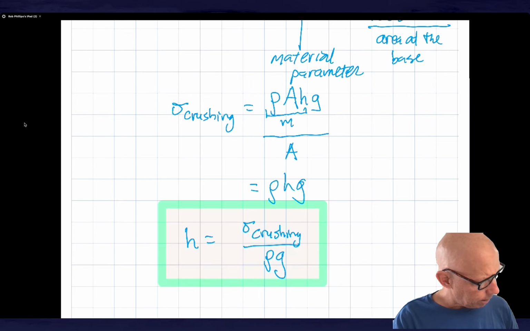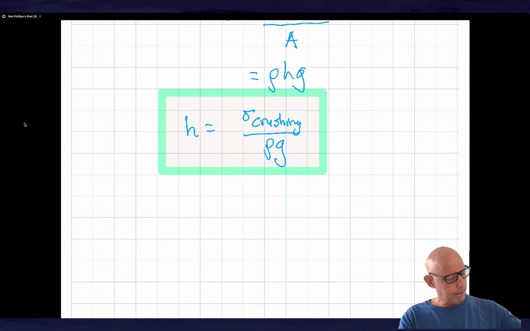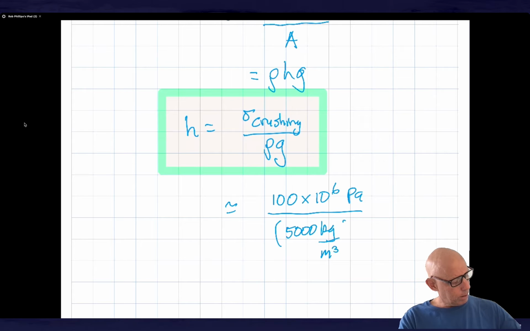It's an estimate for the height of a mountain, and if you put in some characteristic numbers, which I'm not going to do right now, but if you do, for example, sigma crushing like maybe 100 megapascals, and rho for rock, which is maybe 5,000 kilograms per cubic meter, and g 10 meters per second squared, you will get something like, okay, so I guess I'm fibbing, because maybe I am going to try it out. So this is 100 times 10 to the 6th pascals, and then this is 5,000 kilograms per meter cubed, and this is 10 meters per second squared.